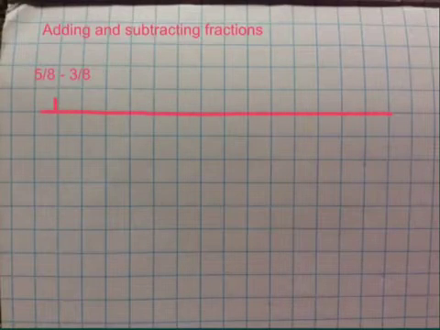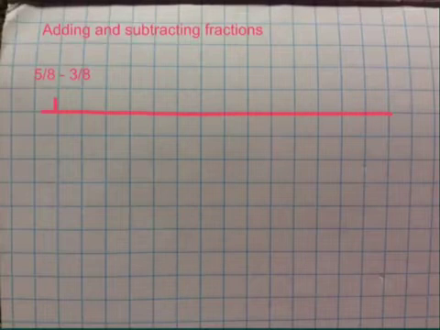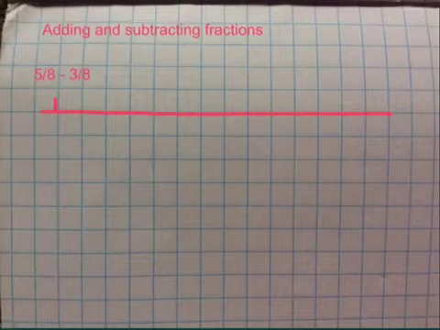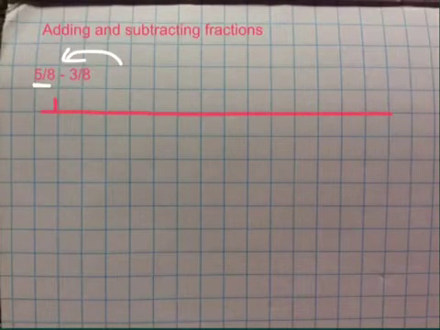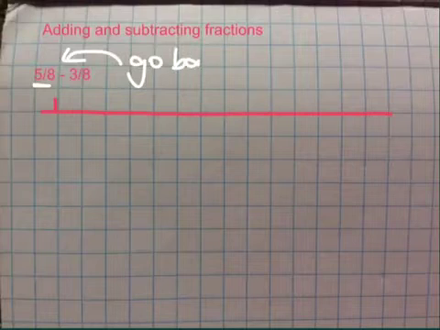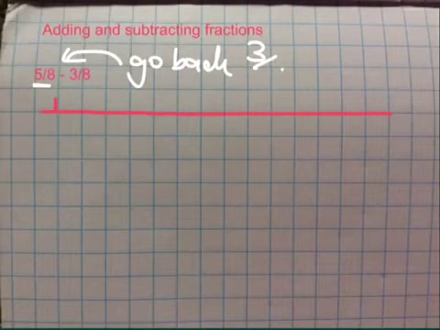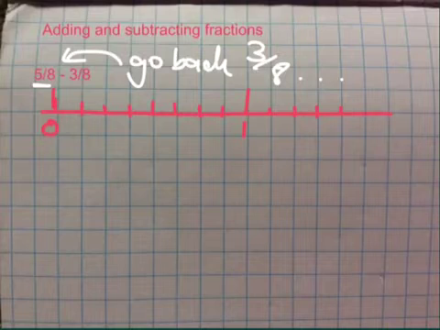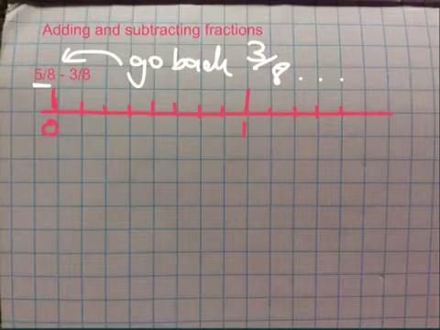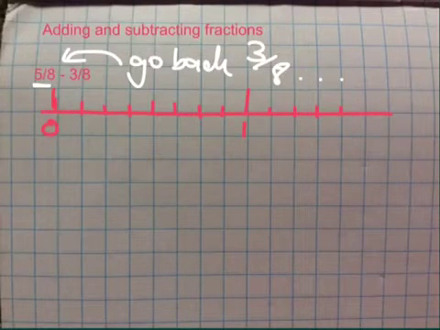Here we're going to be looking at adding and subtracting fractions. So if we start off with 5/8 and we want to take away 3/8, that's like saying if we are at the point 5/8 along the number line, we're going to go back 3/8 and see where we end up on the number line. So to do this, we need to get our number line and divide up between each whole number, 0 and 1, 1 and 2, etc., into 8 equal pieces because we're talking about eighths.